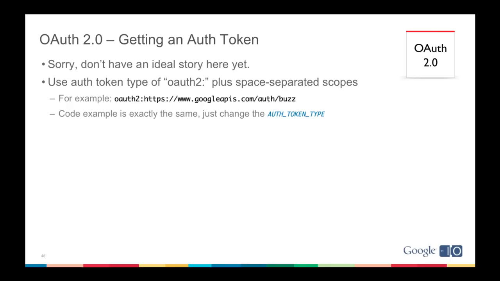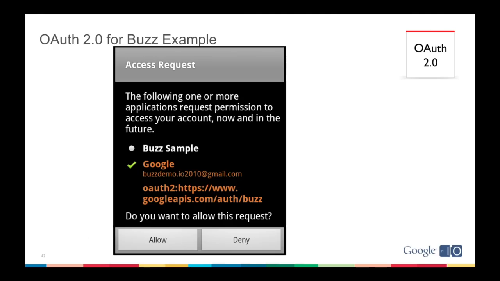Use a special auth token type, OAuth2:scope. Sounds simple, right? It works just like client login. The only thing that changed is the auth token type. We're going to improve on this story later, but here's how it works right now. The user interface says, do you want to grant permission to this application called OAuth2:, etc.? Not the ideal user experience. So how do we solve that?